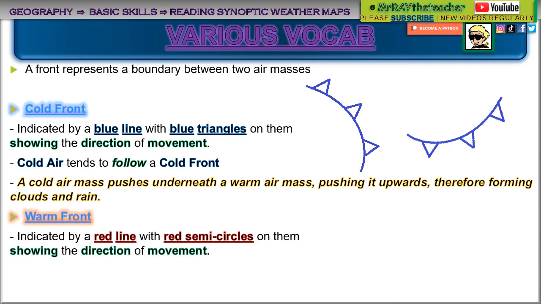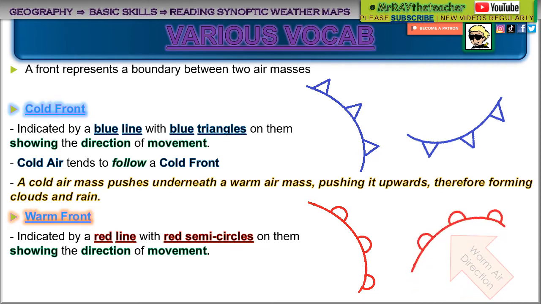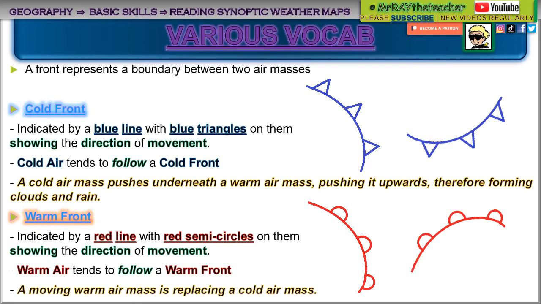And a warm front, it's indicated by a red line with red semicircles on them, and it shows the direction of movement. There you go. So there's the warm air following the warm front. And there again, the warm air direction is indicated by these semicircles. And warm air tends to follow a warm front. And a moving warm air mass is replacing a cold air mass. You know, things have to go somewhere.